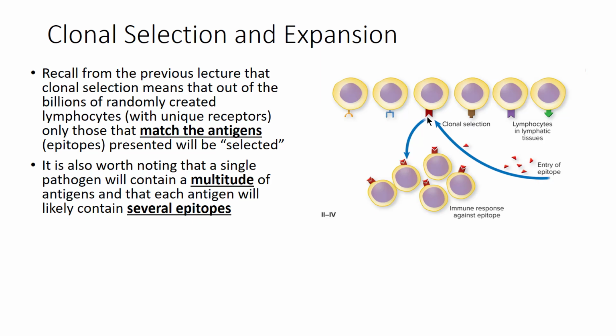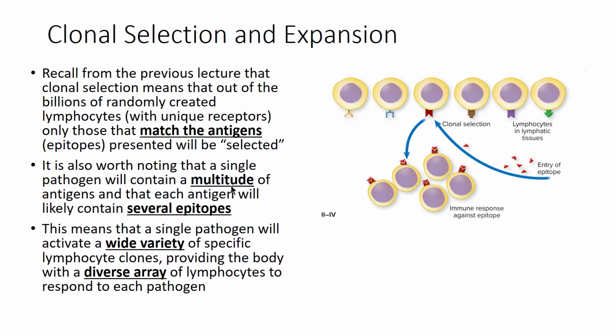And since a pathogen has a multitude of antigens, each antigen with multiple epitopes, this increases the likelihood that you'll find a match somewhere in the lymphatic system. So a single pathogen can activate a wide variety of specific lymphocyte clones, providing the body with lots of different ways to activate cells. It seems unlikely that you would find a matching lymphocyte that just so happens to have the right receptor, until you realize that you could be activating any one of several hundred different types of lymphocytes that all respond to different parts of the antigen. So it actually is much more likely than it might seem initially.